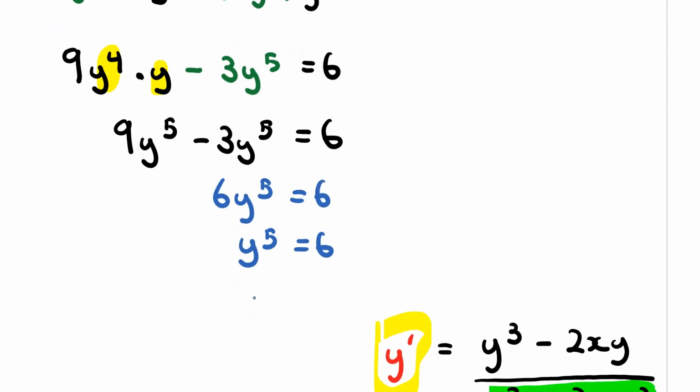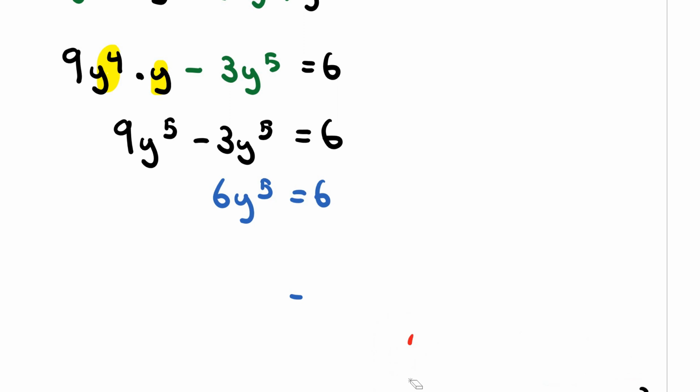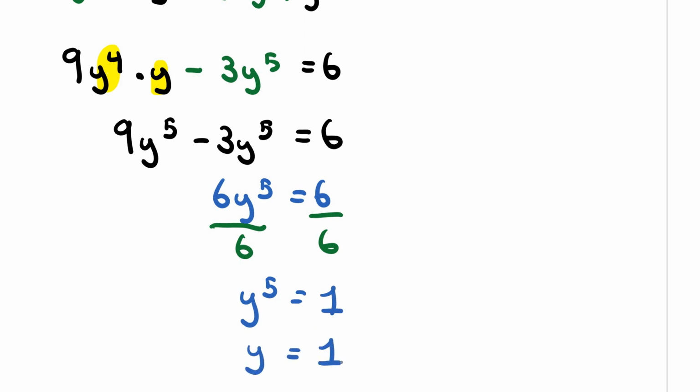And if I take the fifth root here, this means that y would equal, oh sorry, I made a little mistake here. I'm just trying to rush this problem now. Divide both sides by 6. And y to the power of 5 would equal 1. And if I take the 5th root, then we know that y would also equal 1. Okay, so great. y equals 1 there.